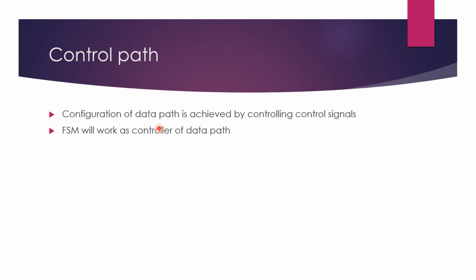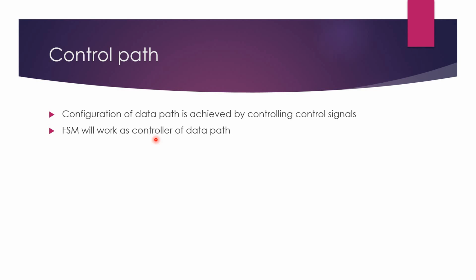So what is the control path? The path which controls the data path through some control signals is the control path. So the finite state machines will call the controller for the data path. Could you give me an example from real life of what the data path is and what the control path is? Not engineering, for daily life.